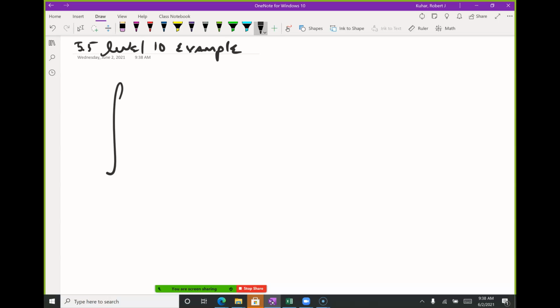So I've got the integral of x minus 3 over x squared plus 2x plus 5. And you can see it's the same downstairs as before, just to save us a little bit of time right now. But on your test, it'll be different.